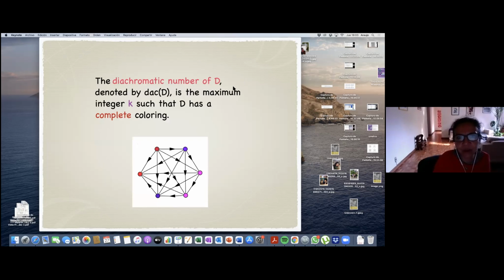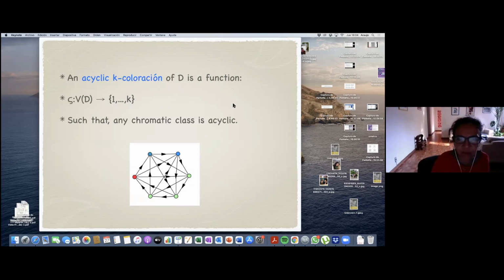The diachromatic number is exactly the same, but in digraphs: it is the maximum integer such that D has a complete and also proper coloring. And we also have another kind of coloring here.